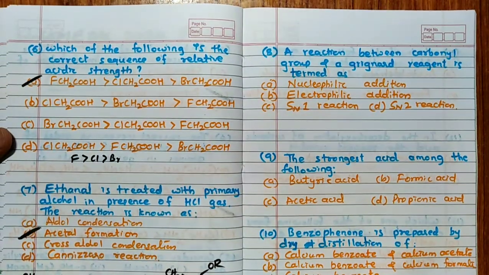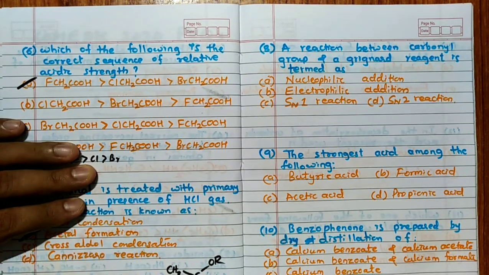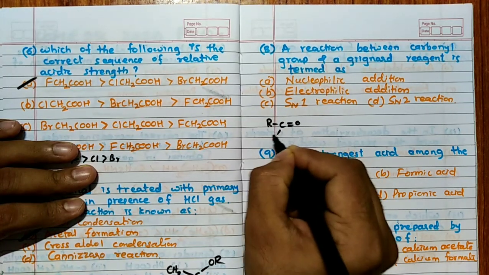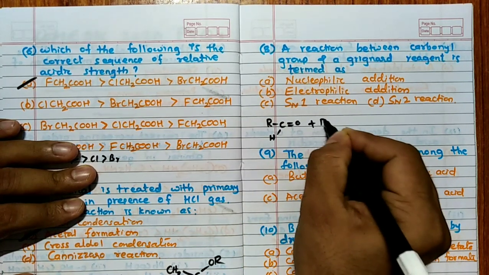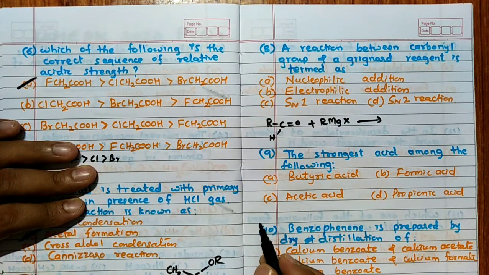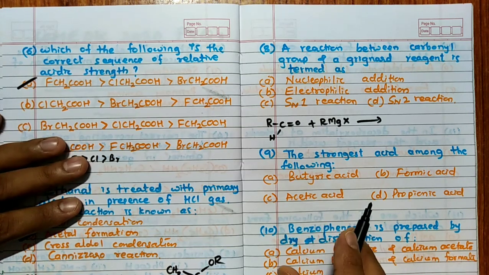Then a reaction between carbonyl group and a Grignard reagent is termed as. Carbonyl group and a Grignard reagent, if you take, for example, here you can see RCHO, carbonyl group, and Grignard reagent RMgX. So this reaction takes place through addition reaction. Correct? So it is the addition reaction.